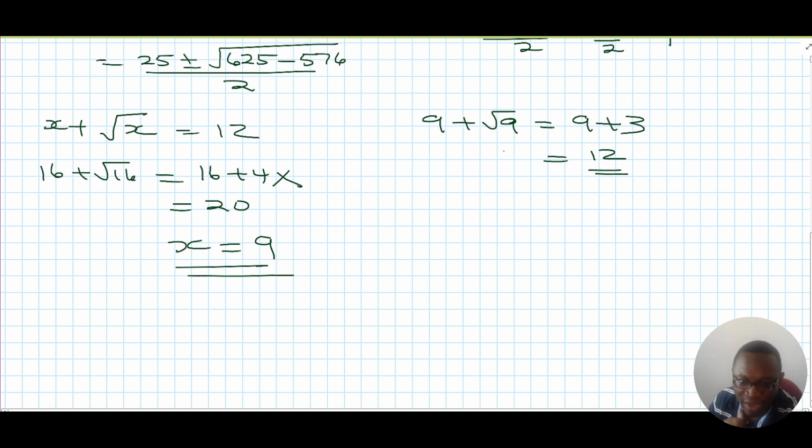And let's see, do we have anyone here? Oh, Anastasia, good try. It's square root of x is 3, so x is going to be 3 squared, which is going to give you 9.